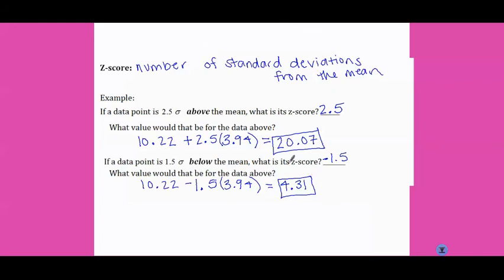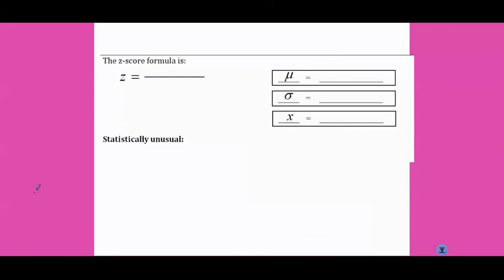So here they basically told us what the z-score was. If we need to calculate the z-score ourselves, the z-score formula is x minus mu over sigma. Remember, mu stands for the mean, sigma stands for the standard deviation, and x is the data point they give us.